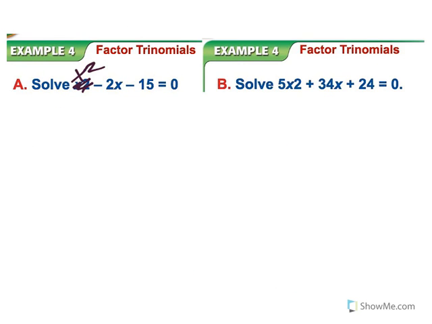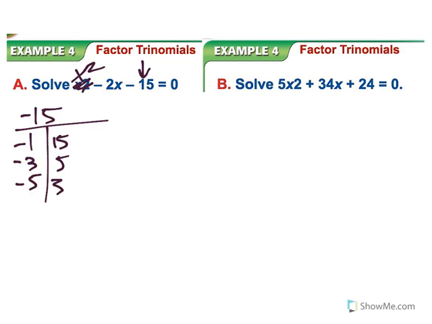Next, we're on to factoring trinomials. We have x squared minus 2x minus 15 equals 0. First thing you want to do is figure out what are the factors of 15. What's going to give you a negative 15? We have negative 1 and 15. We have negative 3 and 5. We have negative 5 and 3. And we have 1 and negative 15.